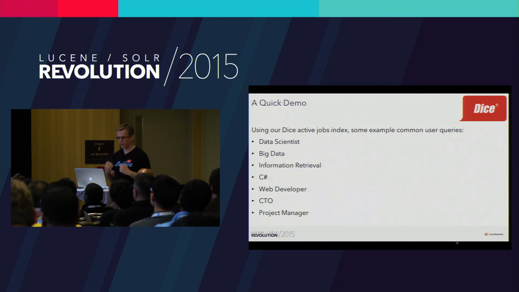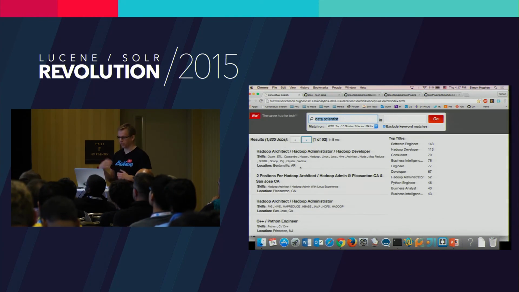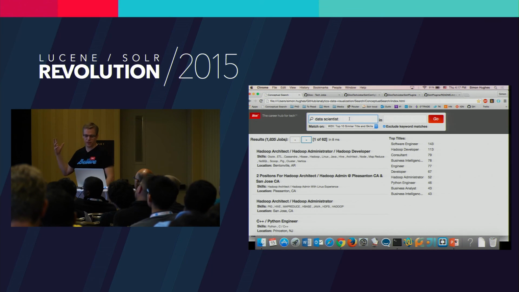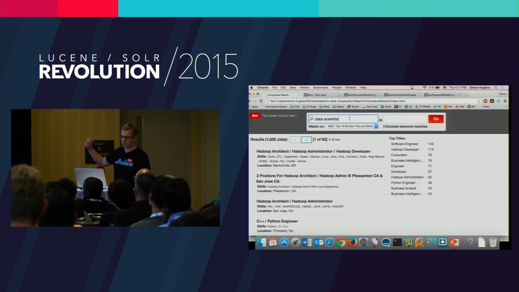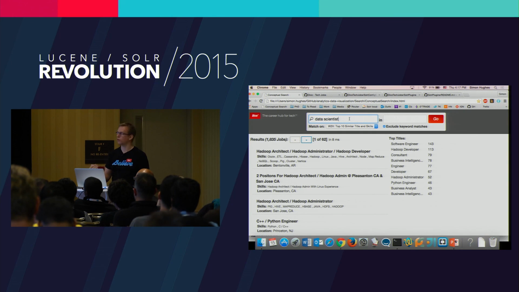OK, so I want to give you a quick demo of this working. I have Solr running on my machine with a set of config files that run this conceptual search. The first query I would run is data scientist. This is a simple search interface that runs on our DICE jobs collection. To illustrate how this is working, I'm explicitly excluding any document that matches any of the search terms, because I want to know what documents I'm surfacing that a regular search engine would miss.